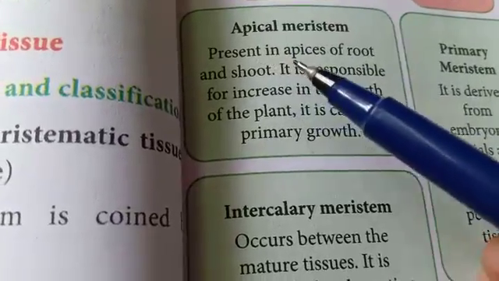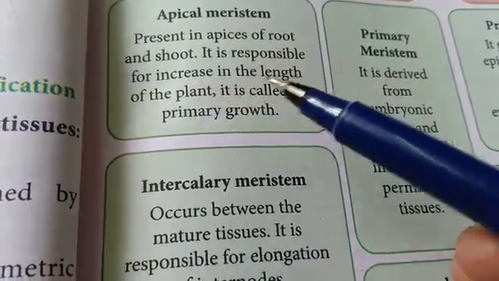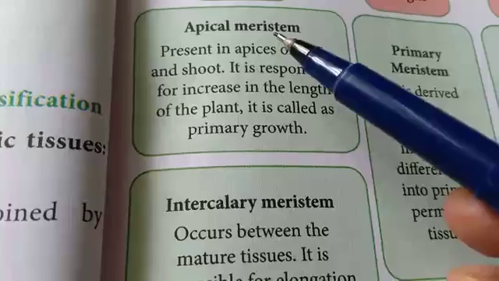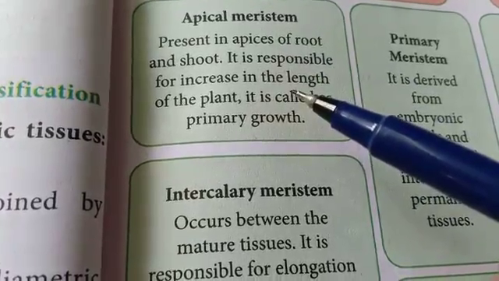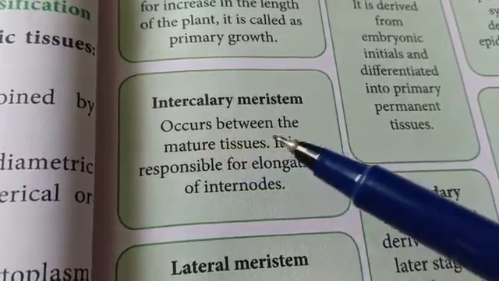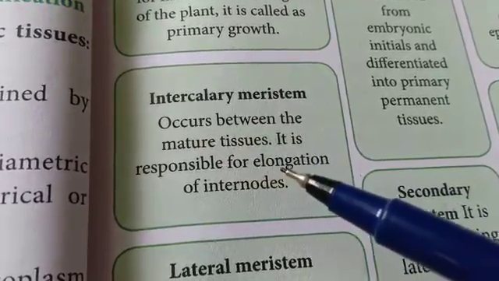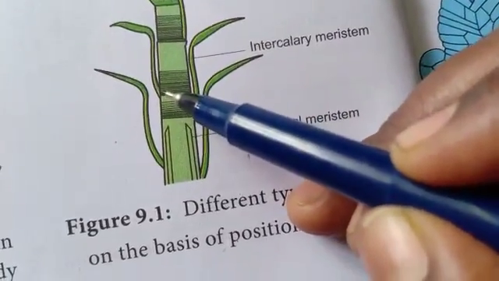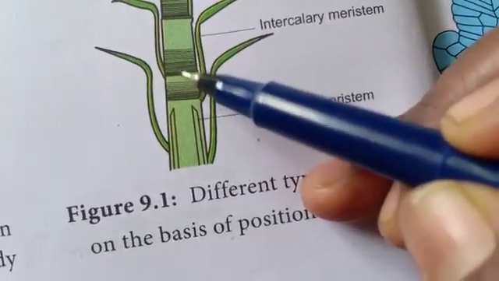Apical meristem is present in the apex of root and shoot. It is responsible for increase in the length of the plant. So apical meristem helps in increasing the length. Intercalary occurs between the mature tissue. It is responsible for elongation of internode. So this is a node region and this is another node region. So this distance is increased.